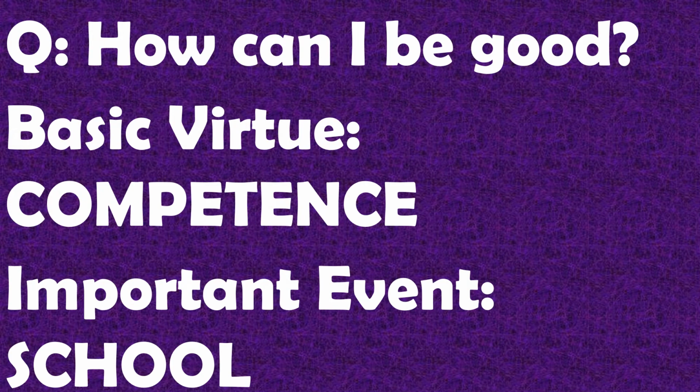The fourth stage consists of the following: question, basic virtue, and important event. Under question: how can I be good? Basic virtue is competence. The important event is school.